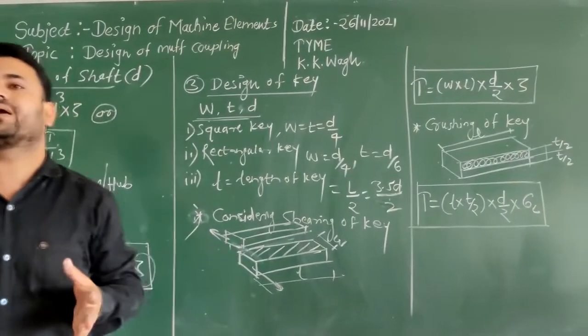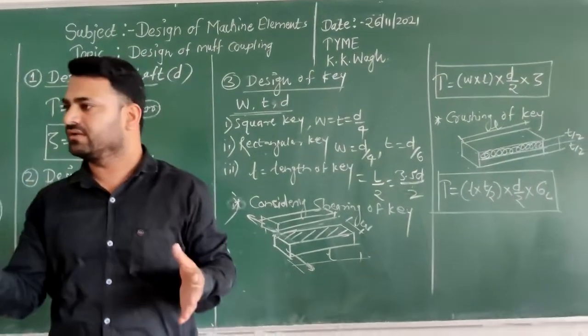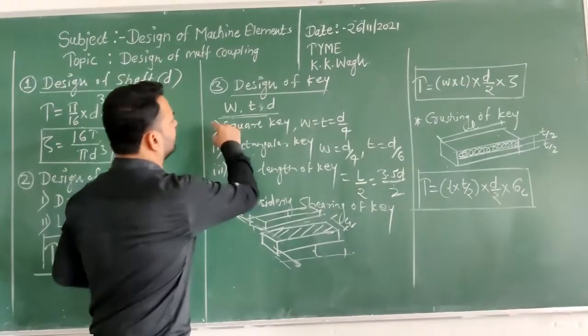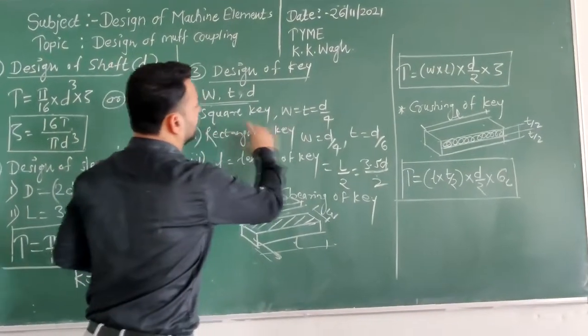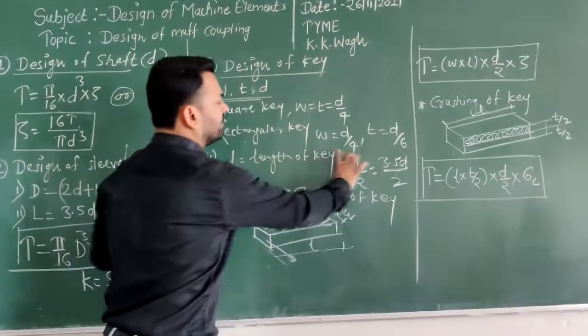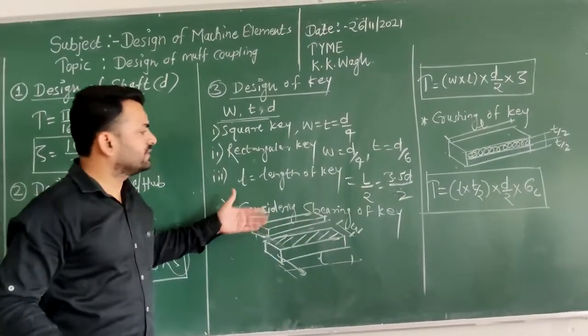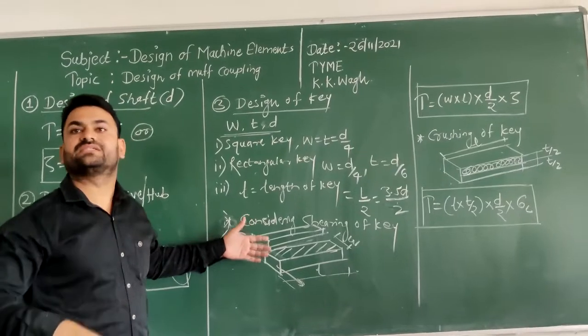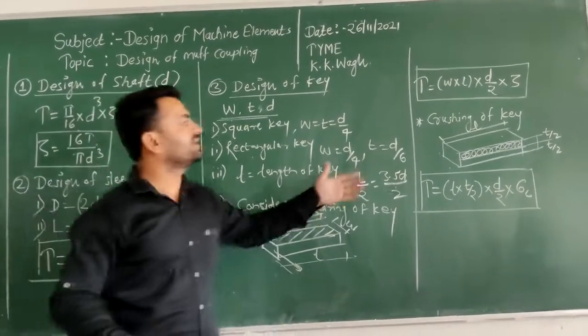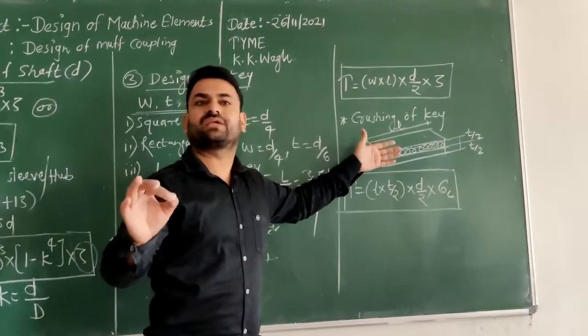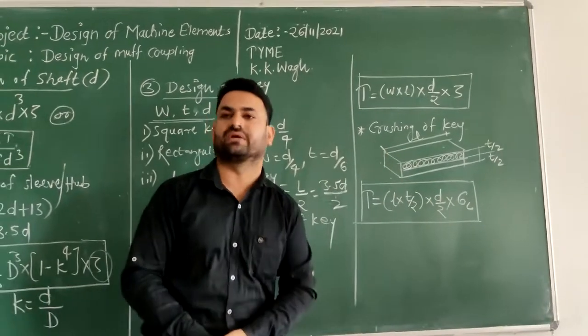Keys are of 2 types. We are going to consider first square key, second rectangular key. This is the standard relation for the square key, and this is the standard relation for the rectangular key. Length we can again take as half of the sleeve. Here design of key is considered by considering shear failure. Here we consider design of key by considering crushing failure.